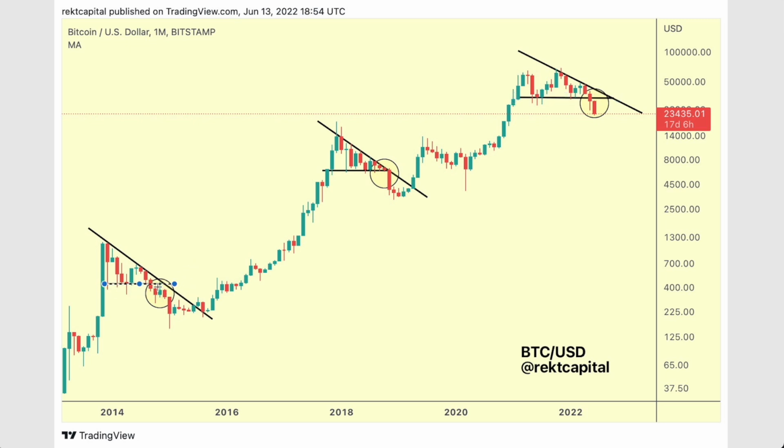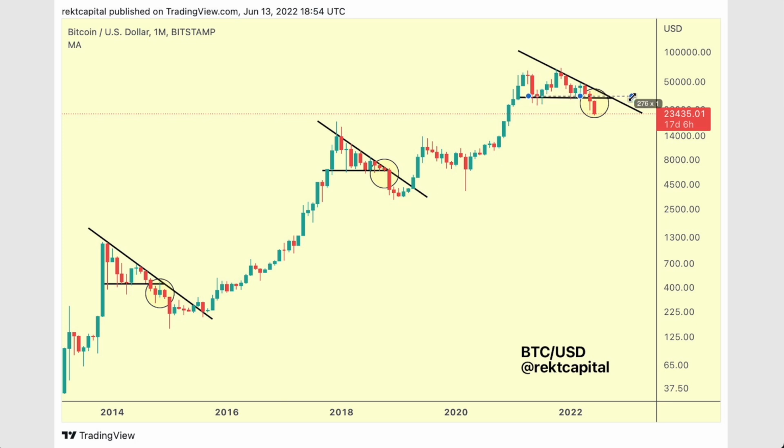And to fully confirm this breakdown, we see a monthly close below the base of the triangle, then a relief rally to turn this base triangle into a new resistance, and then rejection, continuation to the downside, to form a new bear market bottom. Sometimes, of course, we don't get that confirmation like we got in the 2015 period. We just break down in search of a bear market bottom.